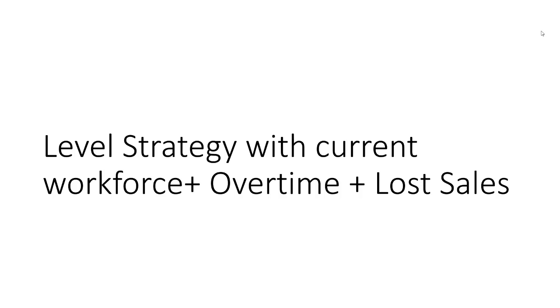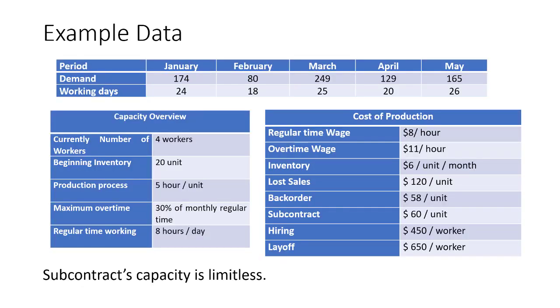The second strategy requested in the example is level strategy using current number of workers combined with overtime and lost sales. It is a lot similar with the first strategy. The only difference is how to calculate the unit needed. 4 workers still used to calculate the regular production for every month, and as we discussed it in the video before, lost sales won't be added into the calculation of unit needed.